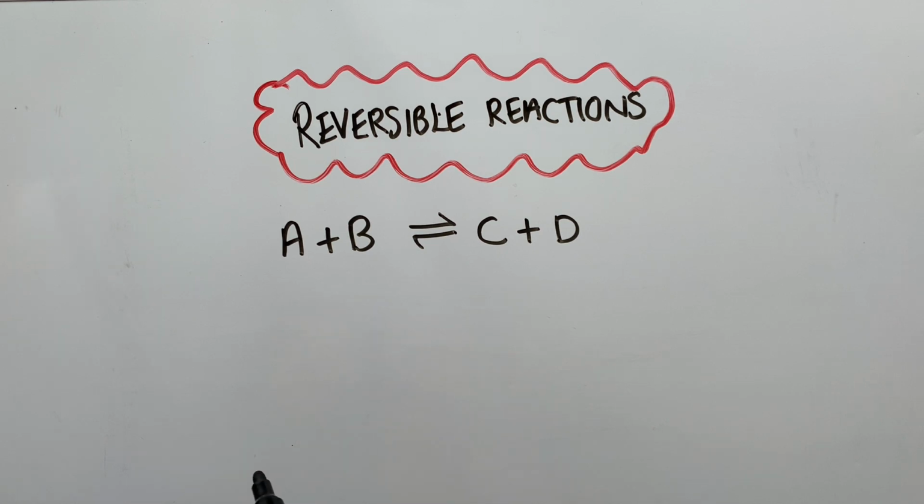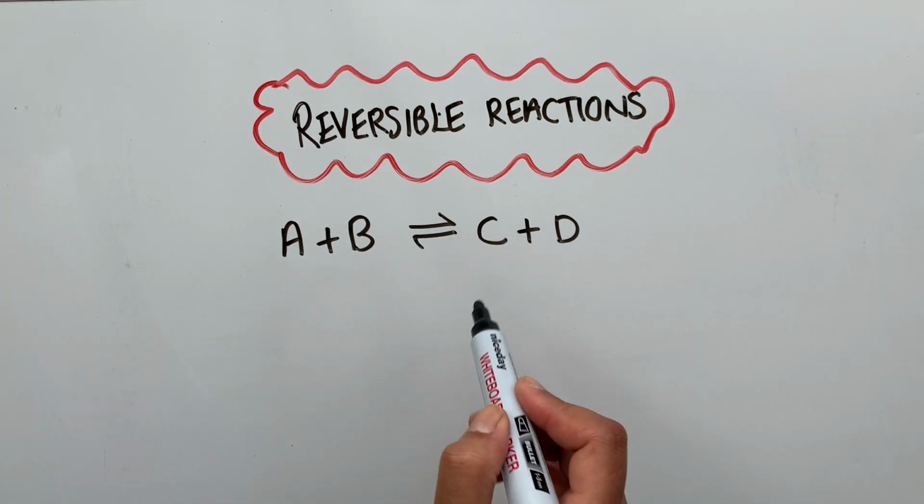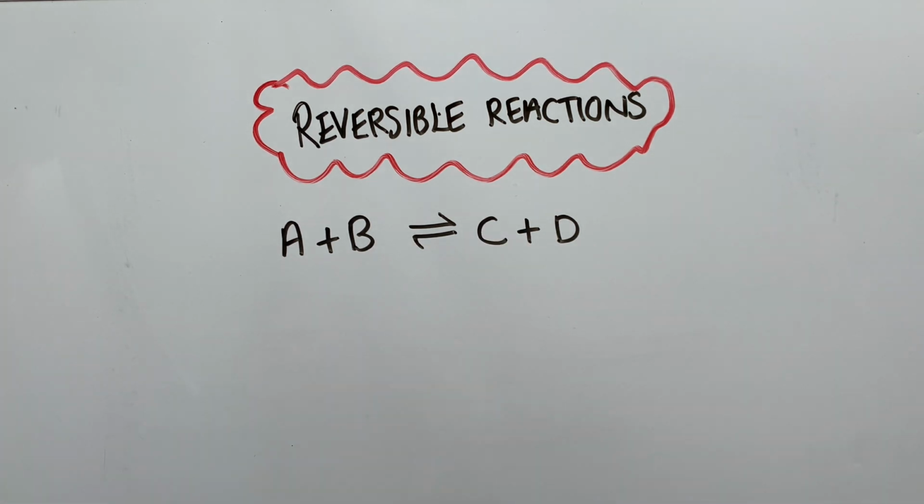Now let us consider reactions in terms of whether they are endothermic or exothermic. If a reversible reaction is endothermic in one direction, it would always be exothermic in the opposite direction. So let's consider an example.